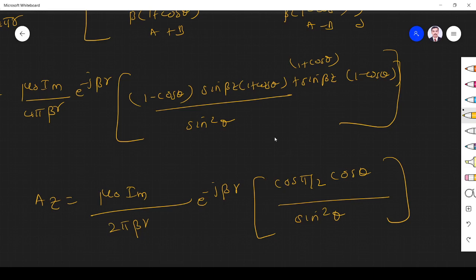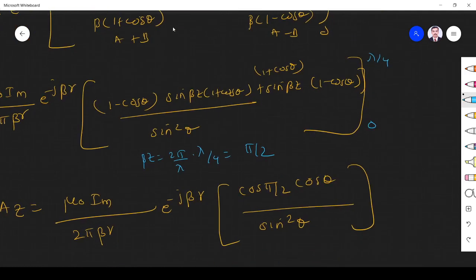Okay, so that's why we know that here the integral goes from 0 to lambda by 4. So z is varied from 0 to lambda by 4. So beta z will become, beta is 2 pi by lambda into lambda by 4. So it is pi by 2. Right? Lower limit will be 0 only. Right? So sine pi by 2, it will be sine pi by 2 1 plus cos theta. You substitute the values, so instead of beta z you substitute pi by 2, right?